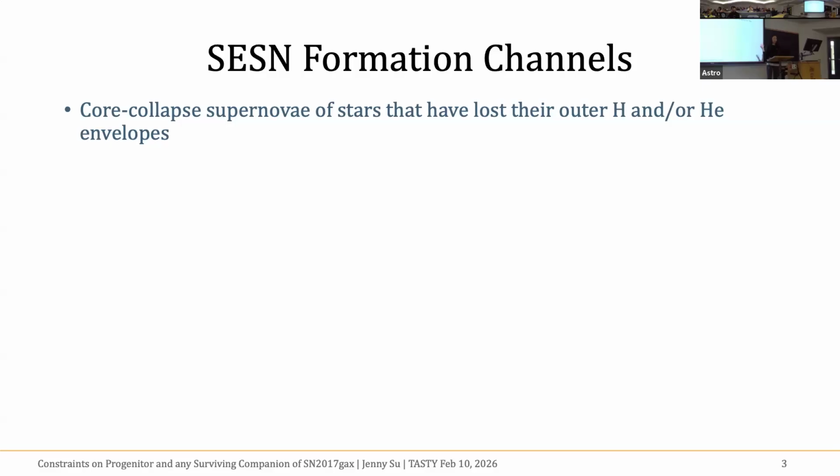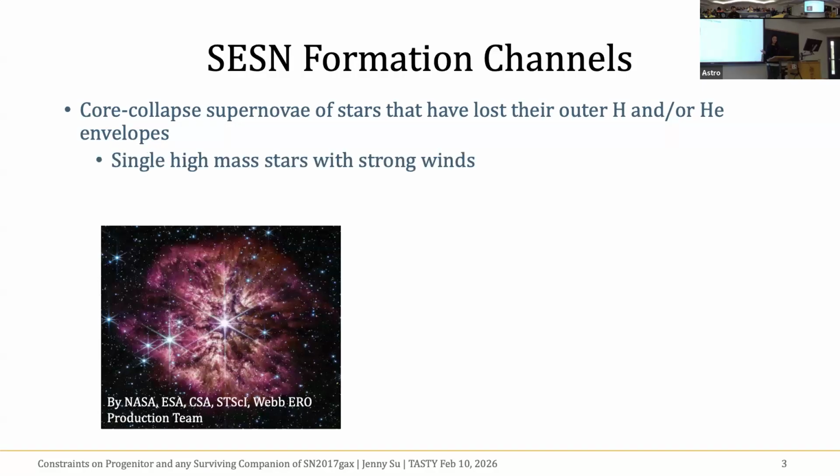Yeah, so then how are these outer layers stripped? Well, theoretically, there are two mechanisms in which they can be stripped. One of them is through single high mass stars. Those high mass stars have strong enough winds that push the outer envelopes away, due to radiative pressure. For high mass stars larger than, let's say, around 30 solar masses, they are massive enough to strip themselves and become completely hydrogen poor.